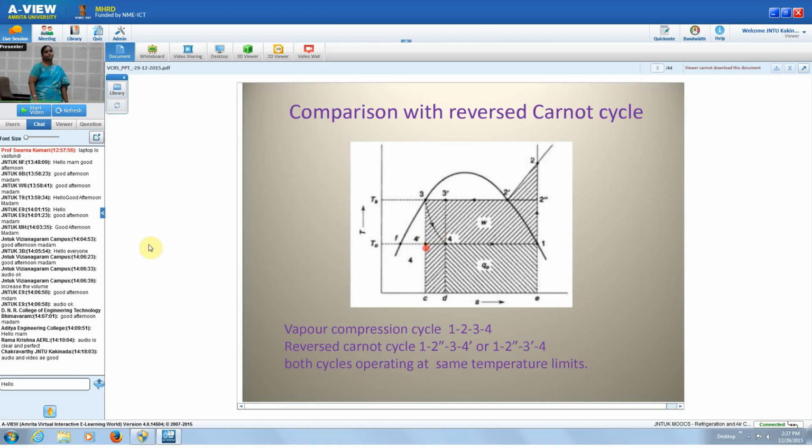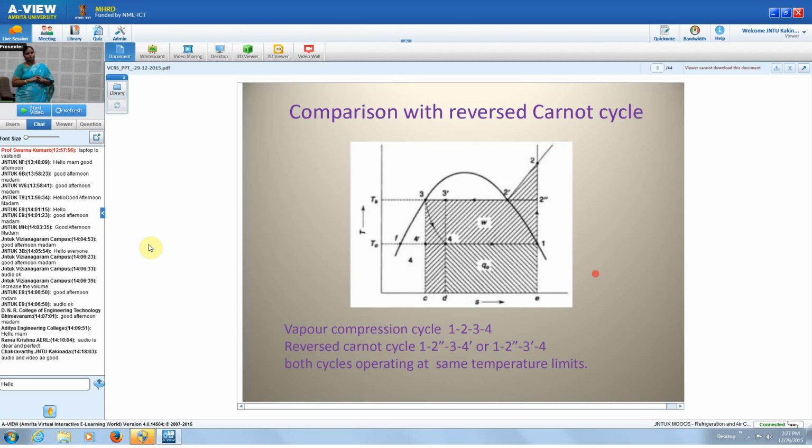Yes, that one. So that is the other deviation. That deviation represents the loss in the refrigerating effect. The refrigerating effect produced in the reversed Carnot cycle is the area under 1, 4 dash, whereas in the vapor compression refrigeration cycle, the refrigerating effect is the area under 1, 4. So due to this, the refrigerating effect is decreased by H4 minus H4 dash. That is the loss in the refrigerating effect.